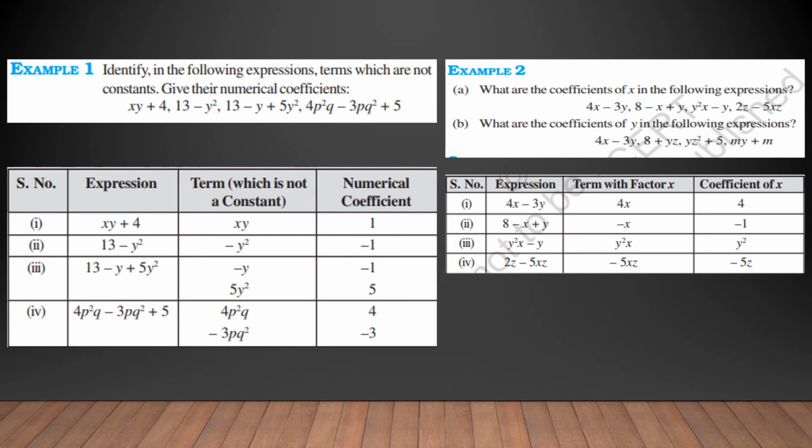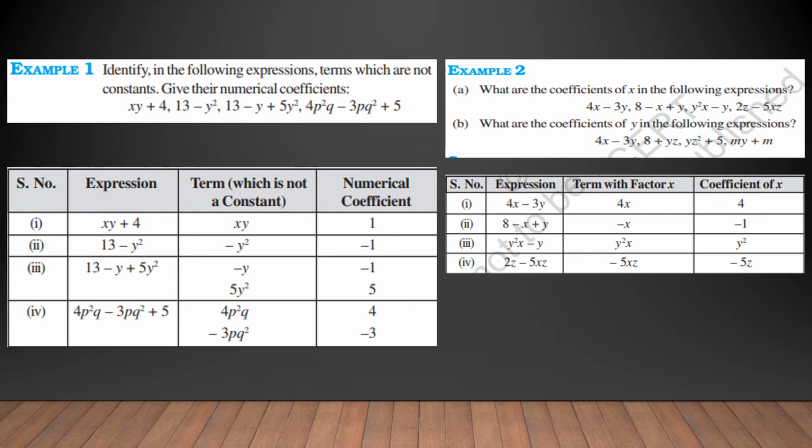Second question, 8 minus x plus y. The term with the factor x is only one term, that is minus x. Its coefficient is negative 1. Third question, y square x minus y. The term with the factor x is only one term, that is y square x. Its coefficient of x is the remaining factor in the term, that is y square.